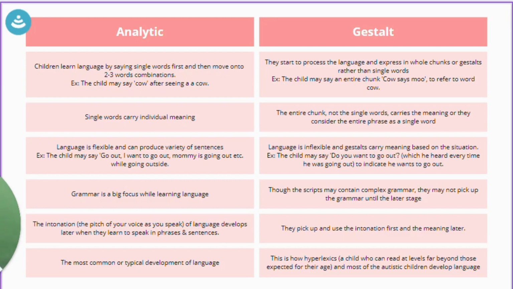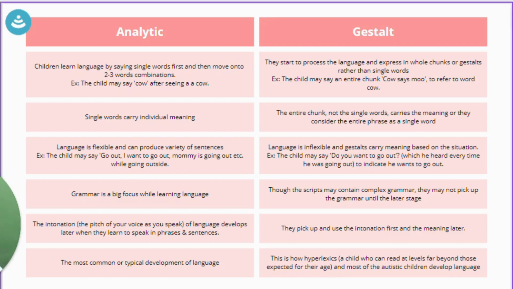So another difference is with respect to grammar. For an ALP, grammar is a big focus while learning the language. Whereas for a GLP, though the scripts contain complex grammar, they may not pick up the grammar properly until a later stage. In the case of an ALP, the intonation or the pitch of your voice as you speak develops later, when they learn to speak in phrases and sentences, whereas in the case of a GLP, they pick up and use the intonation first and the meaning later. So they give a lot of importance to the intonation here. Most of the time it is the intonation that conveys the meaning.